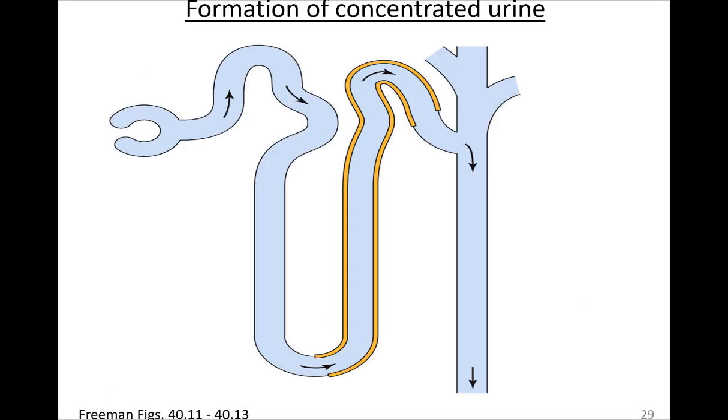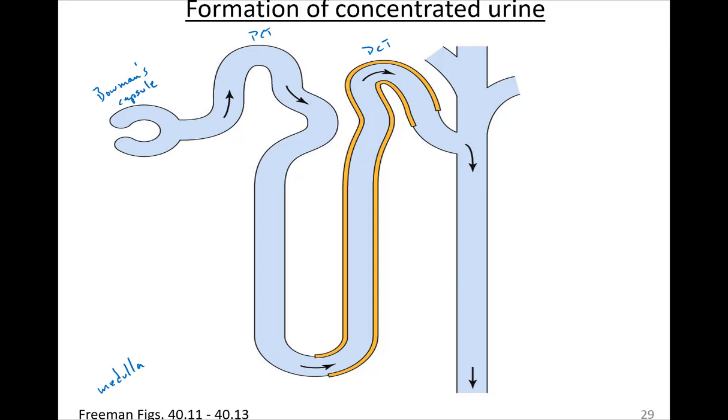So we can just have a cartoon version of the nephron here. That includes the Bowman's capsule over here, where filtration occurred. And it includes the proximal convoluted tubule, the distal convoluted tubule, and a portion called the loop of Henle. And the loop of Henle extends down into the medulla from the cortex where it begins.